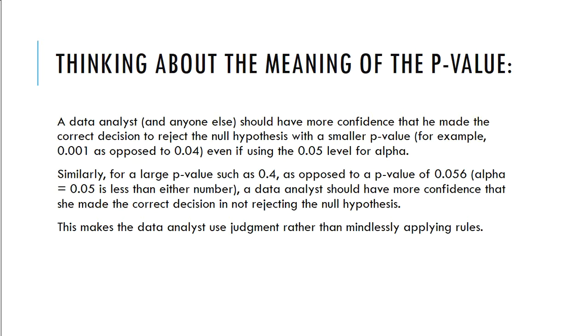So basically what it's saying, and I said it in the first slide, is the smaller your level of significance, the more fine-tuned the analysis you're doing. With a larger level of significance, you might not be testing on people or animals, and you just want to see if there's something generally going on. That's when you could use it. This makes the data analyst use judgment rather than applying mindless rules.